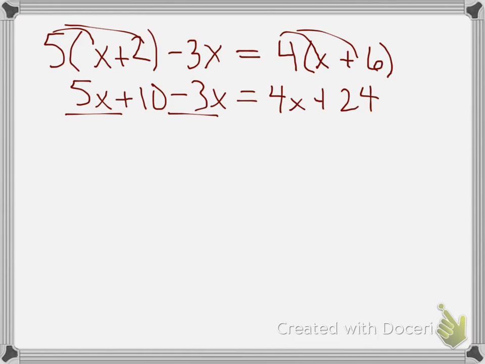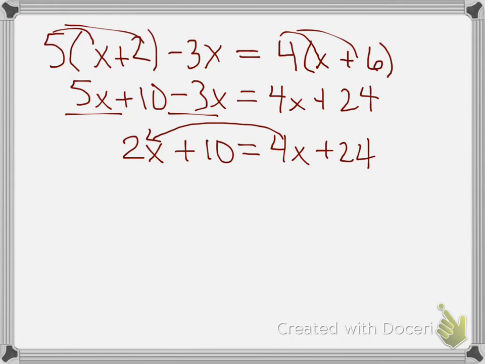Combine your like terms. 5 minus 3 is 2x because they're on the same side. Notice I'm not changing anything. I'm not writing the opposites because they're on the same side. Let me get that equal sign here. 4x plus 24. Now I'm going to move the 4x over to the other side.